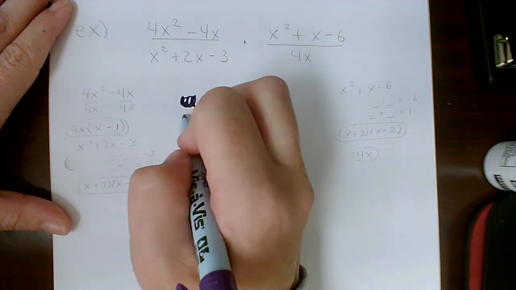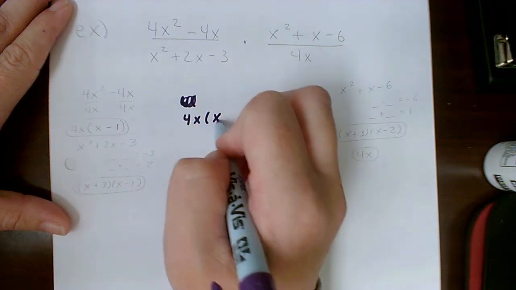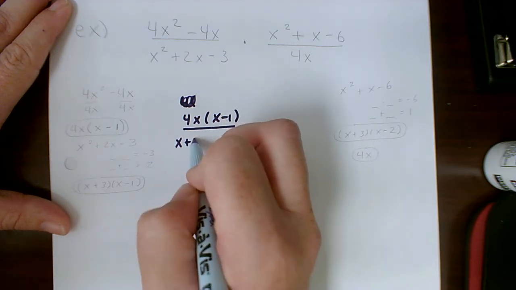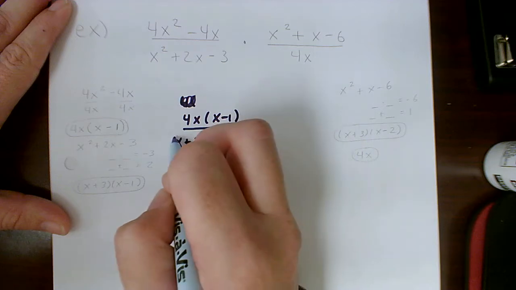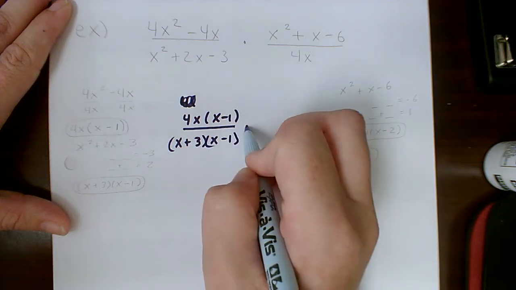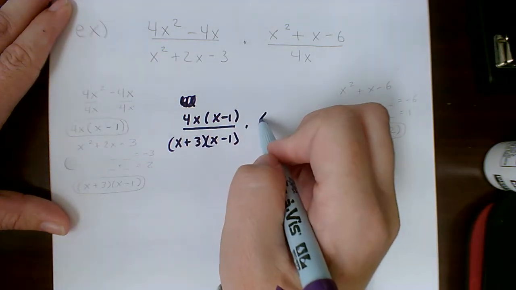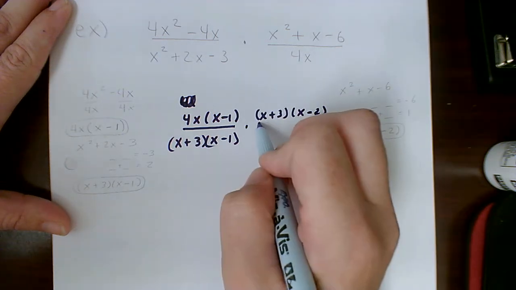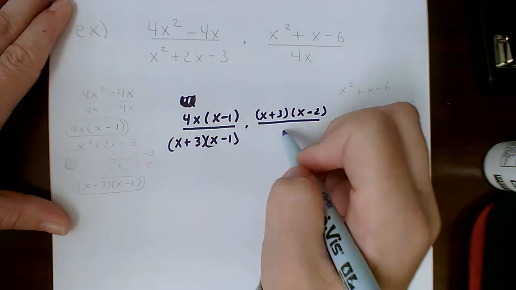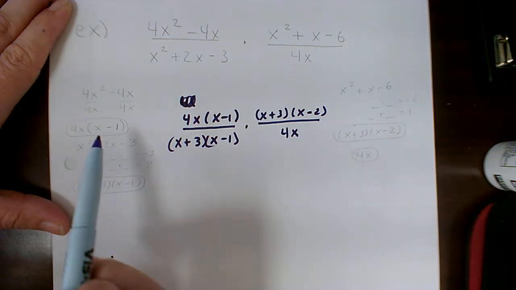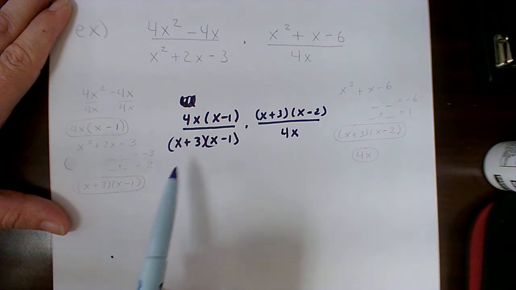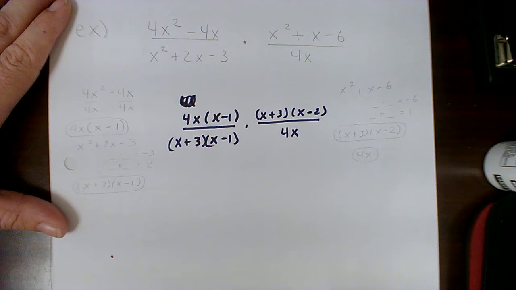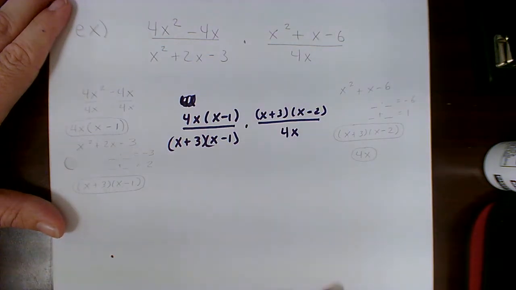Oops, let me try again. 4x times x minus 1 was the top of this fraction, and x plus 3, x minus 1 was the bottom, times, over here I had x plus 3 and x minus 2 over 4x. So, factored the top, factored the bottom. Factored the top, factored the bottom. That's a lot of information to keep up with. Don't be afraid to use a lot of paper.